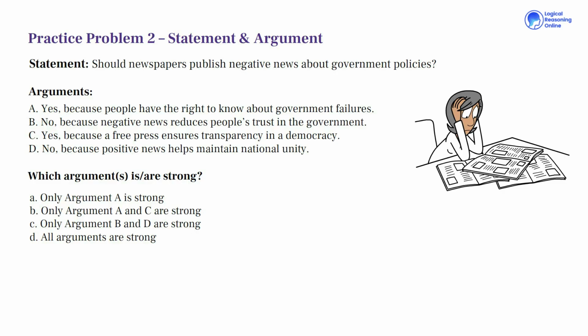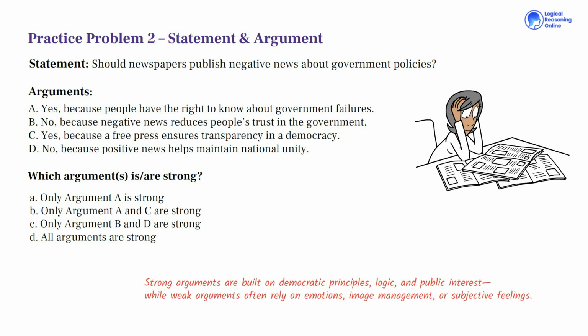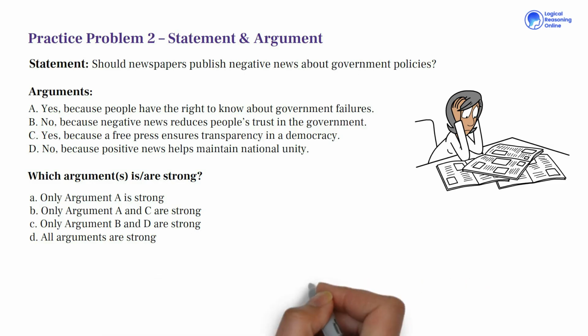Whenever you get a question like this, especially involving freedom of speech, press, or governance, there's one golden rule. Strong arguments are built on democratic principles, logic, and public interest, while weak arguments often rely on emotions, image management, and subjective feelings. Let's now break down each argument in detail. Argument A. Yes, because people have the right to know about government failures.